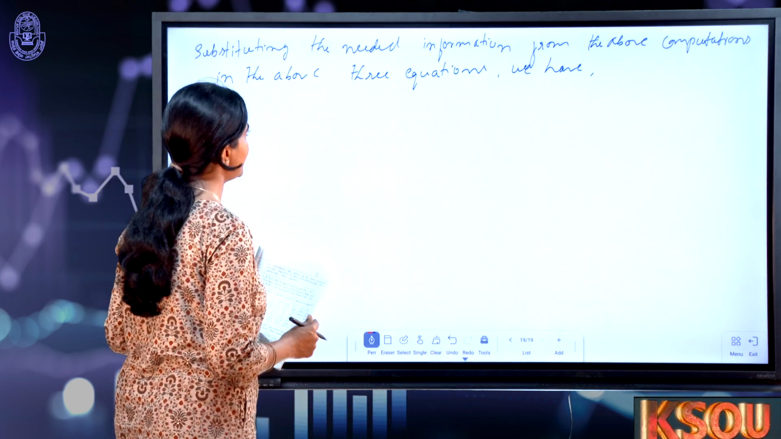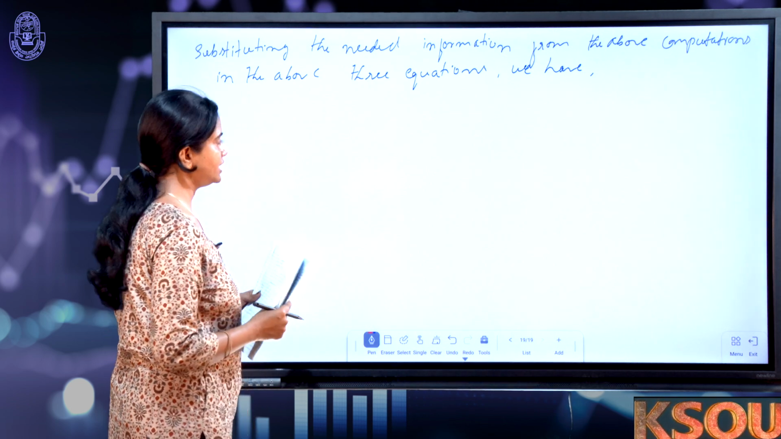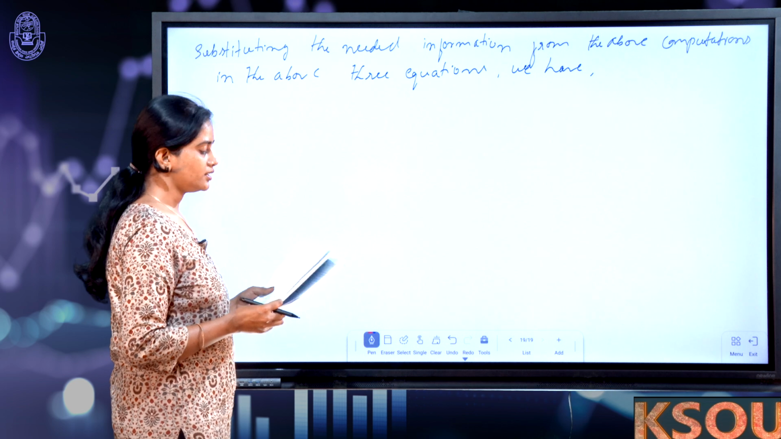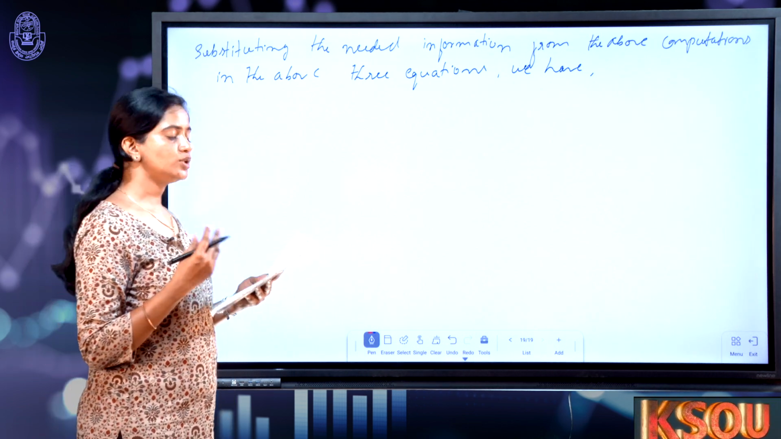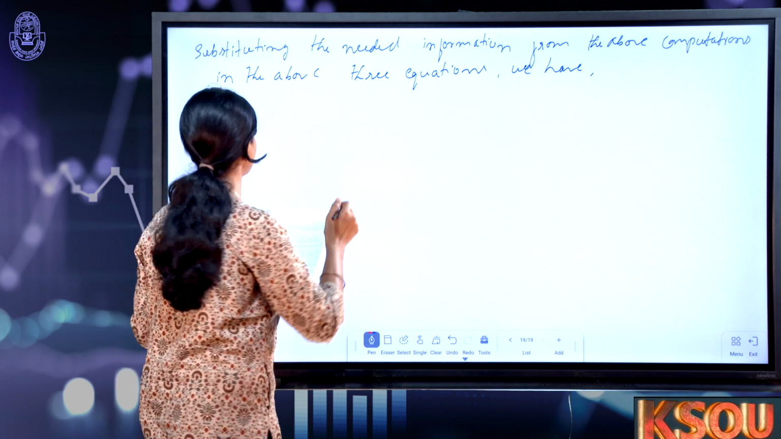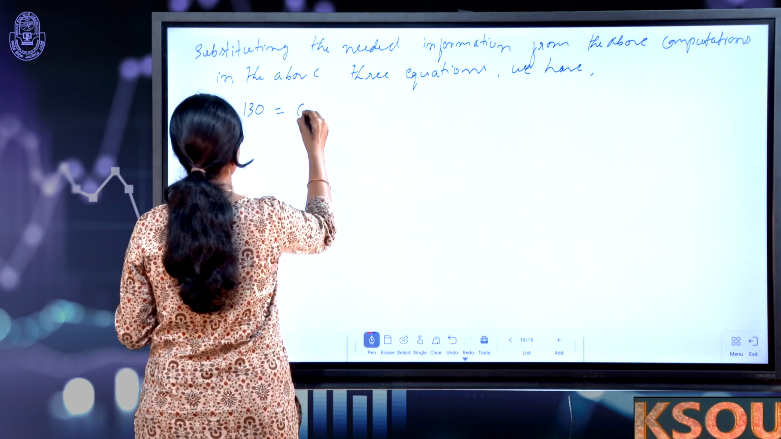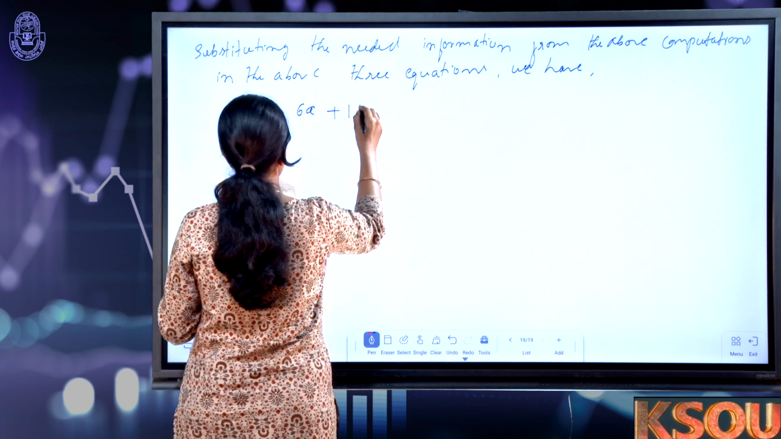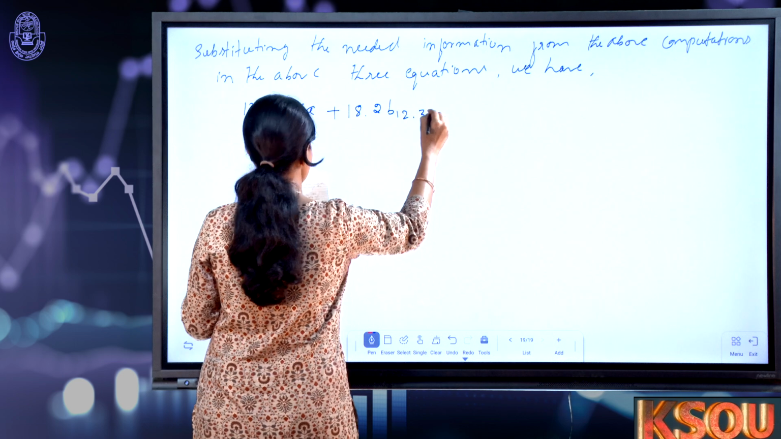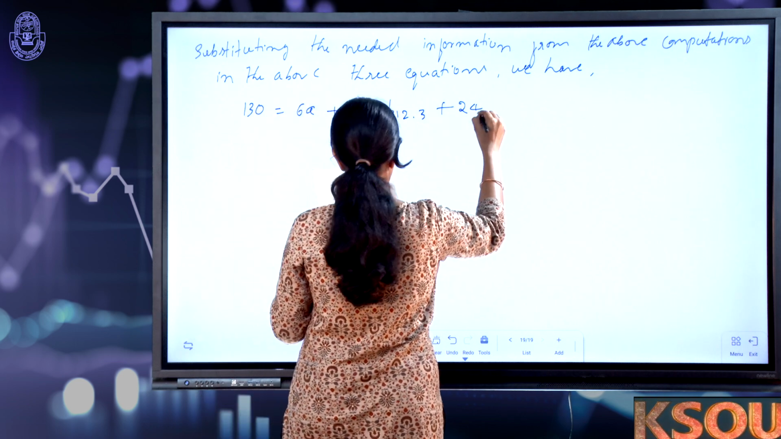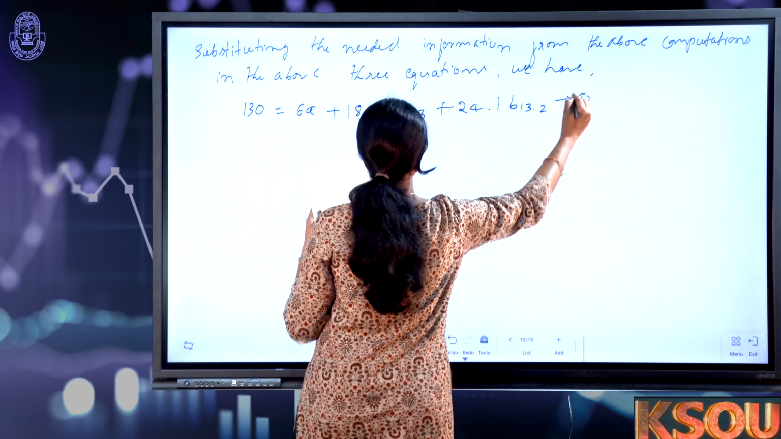So substitute the values from the above computations in the above three equations. Now you can substitute all these summation values into the normal equations. If you consider the first one, 130 is equal to 6a plus 18.2 b12.3 plus 24.1 b13.2. Call it as equation 1.